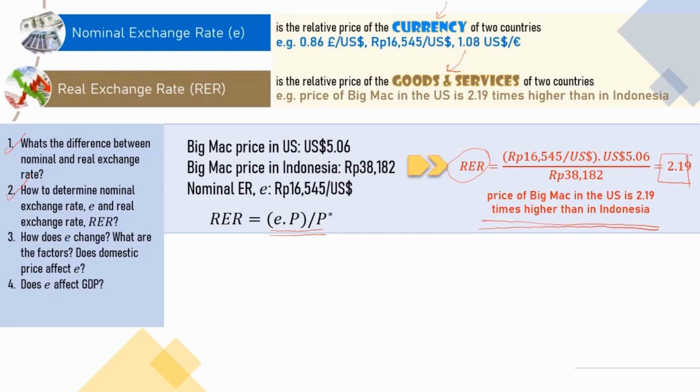To answer questions 2 and 3, I may inform you this. Both nominal and real exchange rate are determined in the market. There are demand for and supply of currency. Real exchange rate is the price of a real variable. So yes, nominal exchange rate, price and domestic price and foreign price are used in RER or real exchange rate calculation, but they are not the factors affecting real exchange rate.